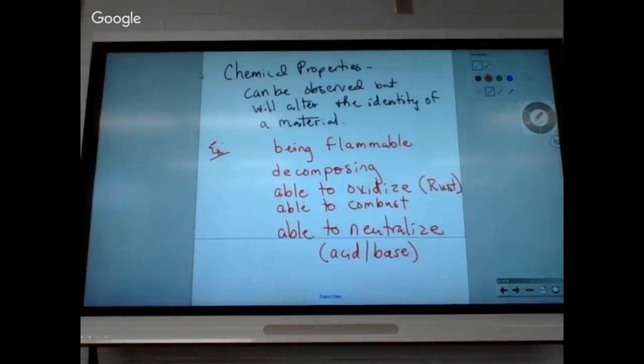And then we're going to talk about the indicators of chemical change. And that will help a lot of us figure it out. Right there.